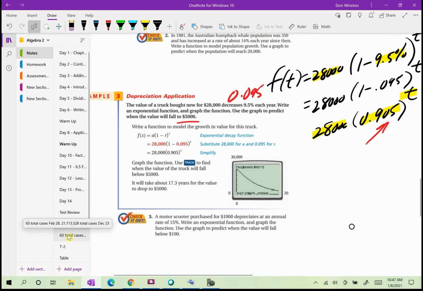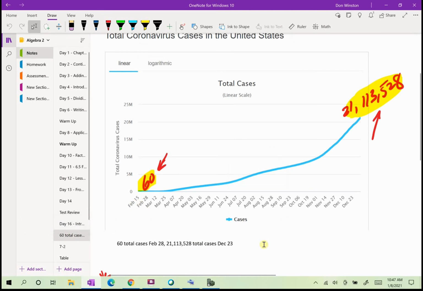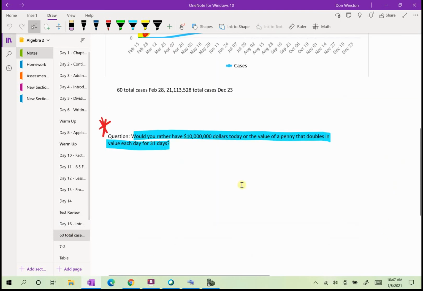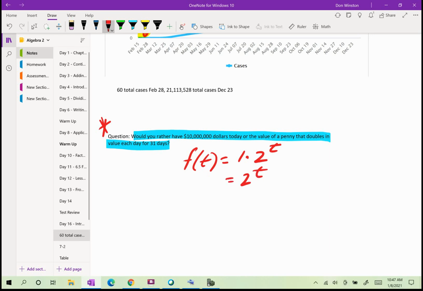So let's take a look at what we started here. So what would you rather have? If I go here, $10 million today, or the value of a penny that doubles in value each day for the next 31 days. Our equation is going to be f of t is equal to the initial value, 1 penny, and the multiplier is 2, because it's doubling, raised to the t. Well, what will that be worth then in 31 days?